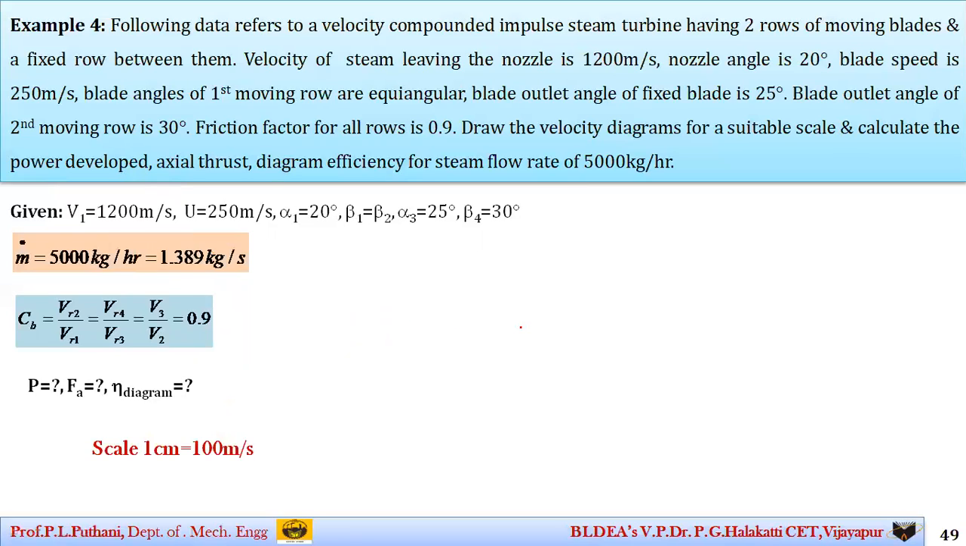Now, to begin with the solution of this particular problem, I said that we have taken the scale 1 centimeter is equal to 100 meters per second. Initially, I will start the solution with the help of drawing the tangential speed, that is U. As I said, first I will complete the first stage and then I will move towards the second stage. So, initially, I will draw the tangential speed.